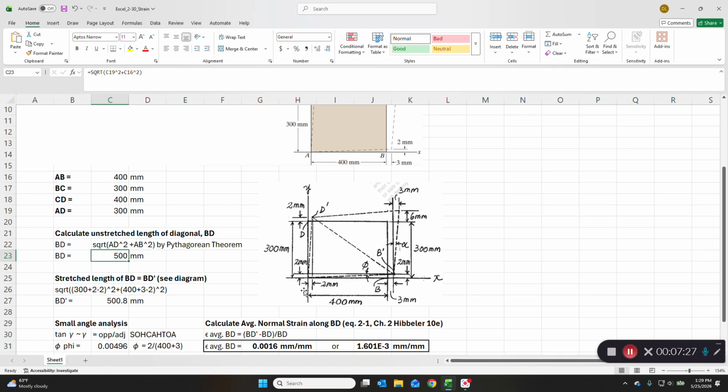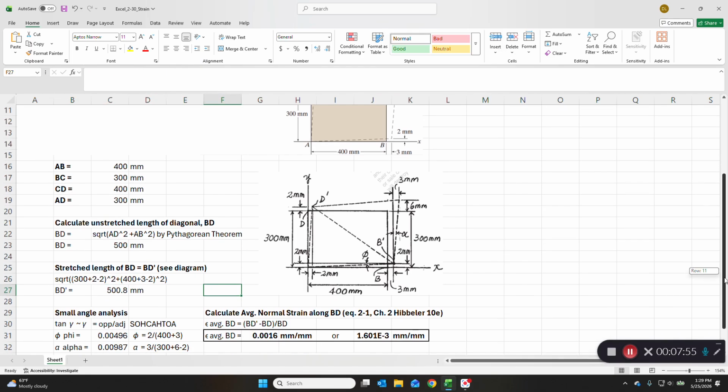And then we're looking along the horizontal, which was AB. Now it's AB stretched to B prime. And so that's 400 here, and we gained 3. You can see that to get to the corner at B prime, but we lost 2 from the original corner at A. So we set that up as 400 plus 3 minus 2. So if we take Pythagorean theorem again to get B prime, D prime, or BD prime, then we get 500.8 just by using that logic.